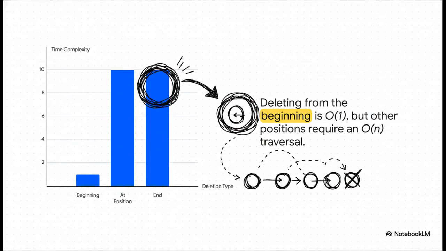Now check out the performance here. This is really key. Deleting from the very beginning, that's instantaneous, an O(1) operation. Why? Because you don't have to search for anything, you already know where it is. But deleting from the middle or the end requires you to first walk down the list to find the node, and that makes it a linear time, or O(n) operation.